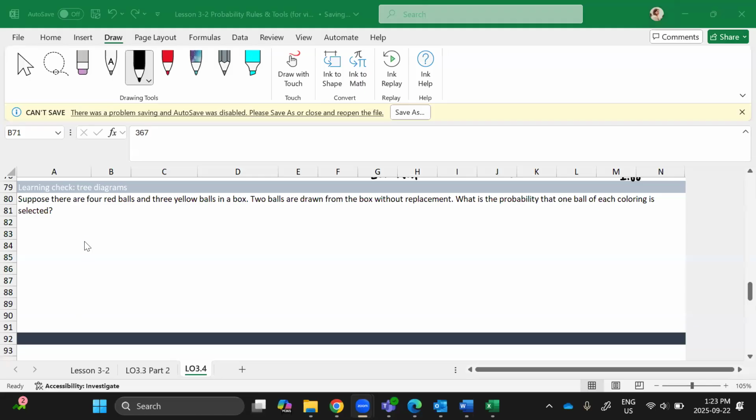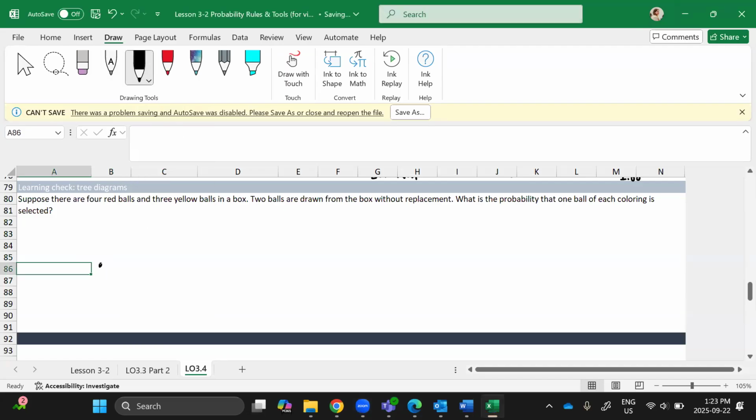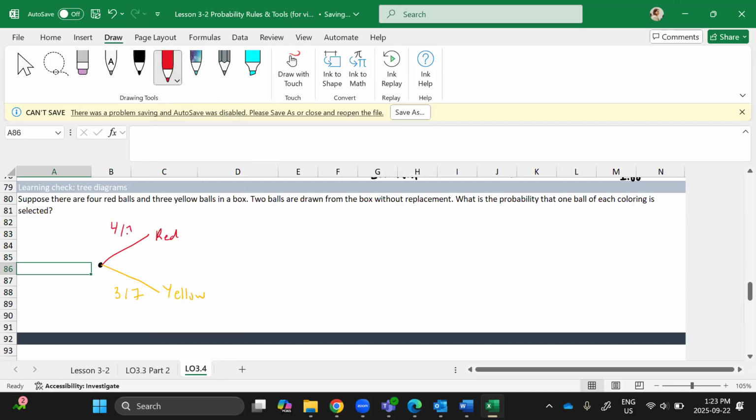So in this case, the first choice is related to the first draw. On the first draw, you have 4 red balls and 3 yellow. So option number 1 is you could get red or you could get yellow. On the first choice, there's 3 yellow balls and 4 red. So for yellow, it'd be a 3 in 7 chance. And for red, it would be 4 in 7. And this is the first pick. That's the first branch. Then for the second branch, we're going to move to the second pick branch.